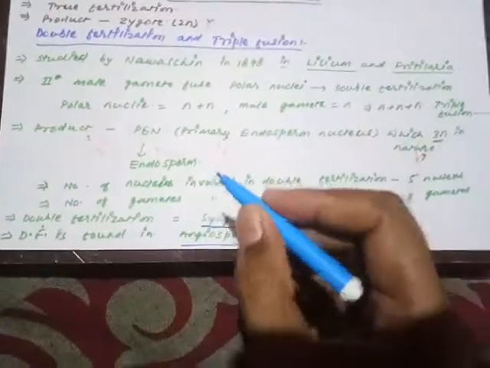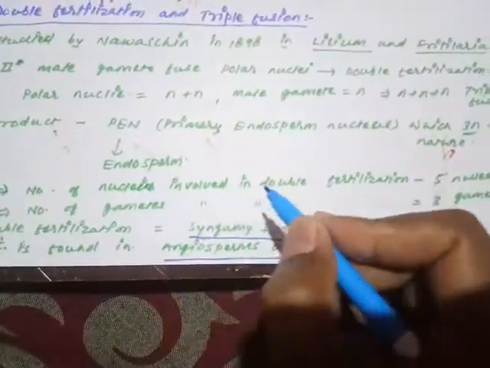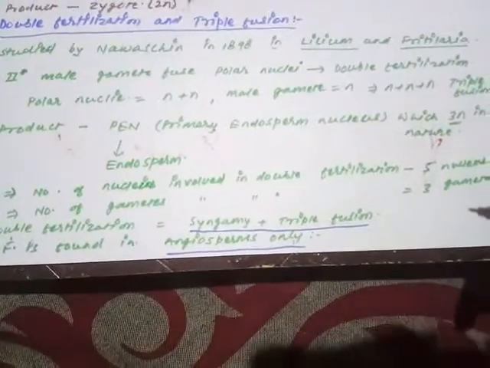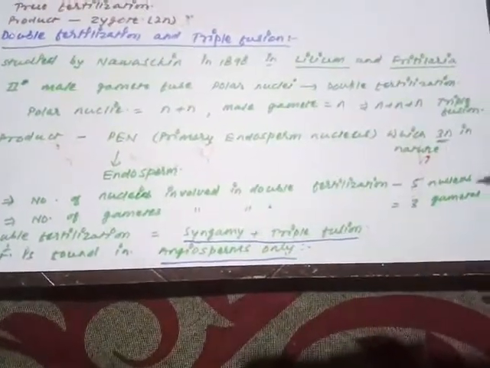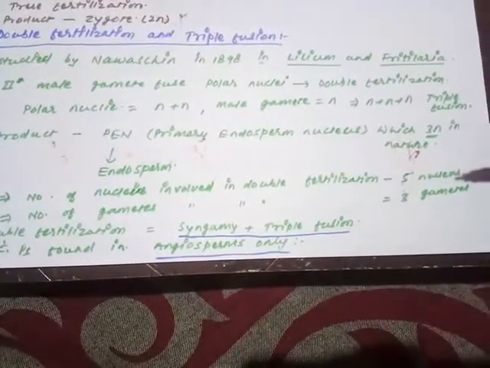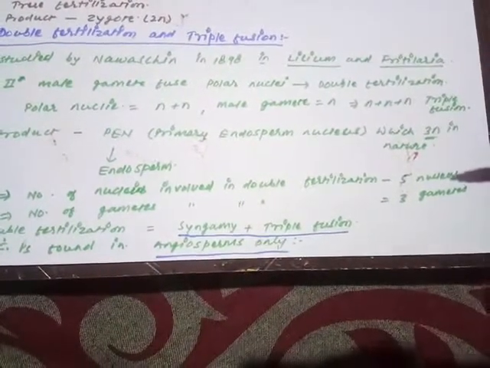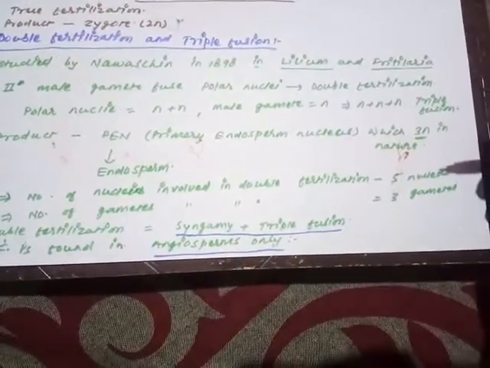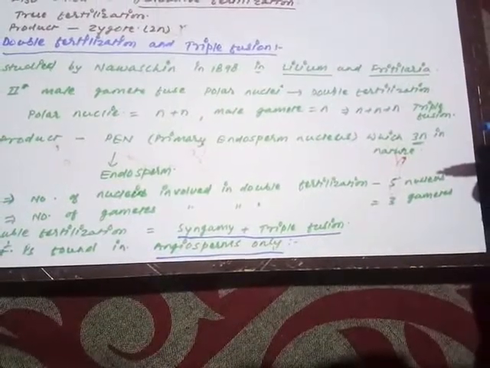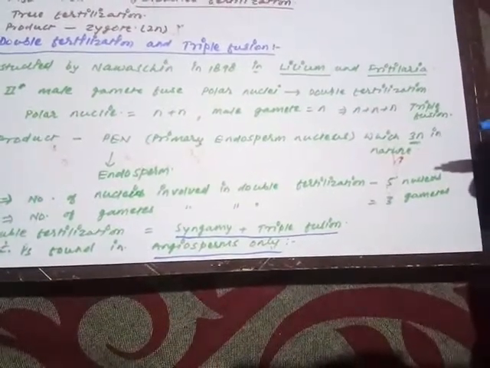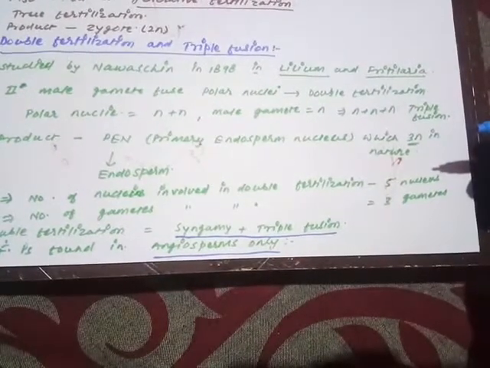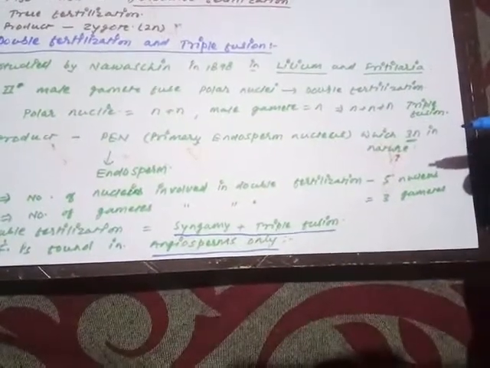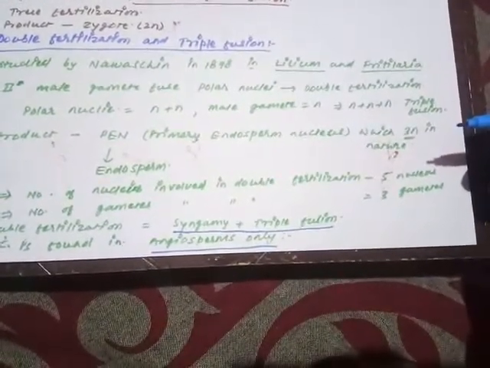Now what is the basic concept? How many nuclei are involved in the double fertilization? If you count, may it be 3 or 4 or 5? It is 5. Why is this 5? Because two nuclei from the male gametes, one nucleus from the egg cell, and two from the synkaryon or the polar nuclei.